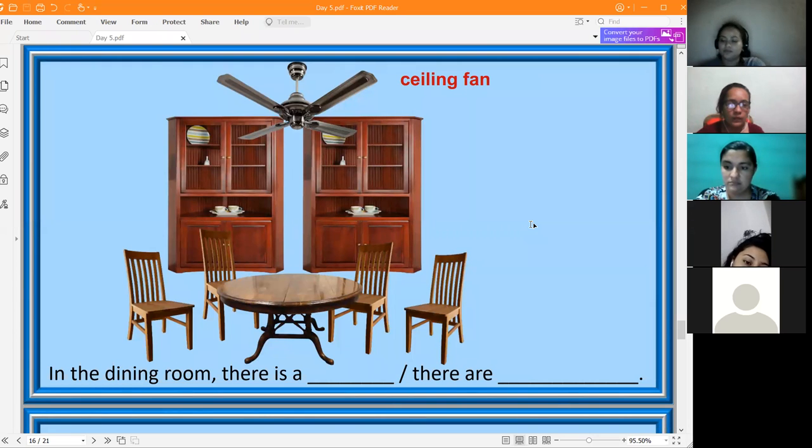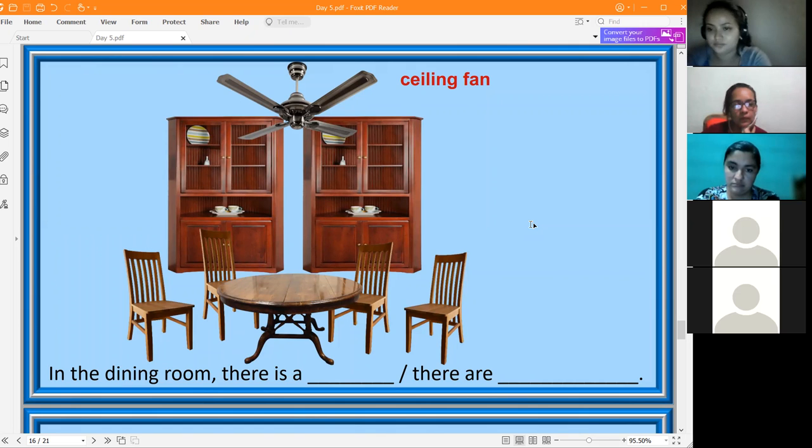There are two cupboards. Okay. There is a ceiling fan. There is a table. There are four chairs. In your dining room?